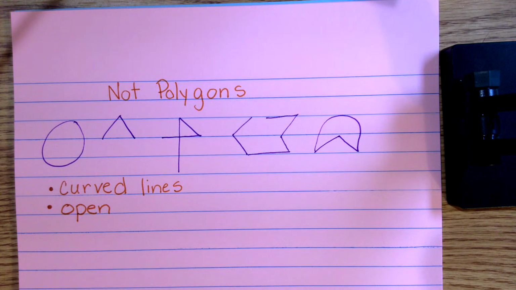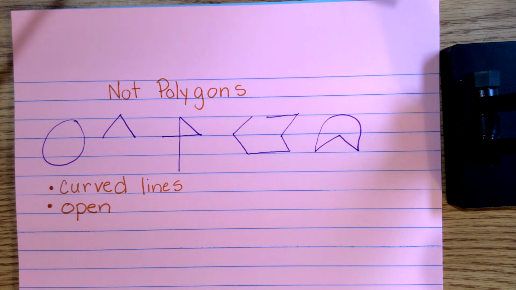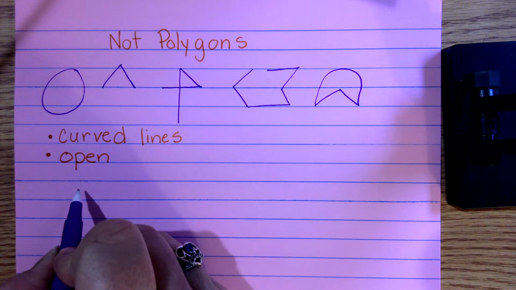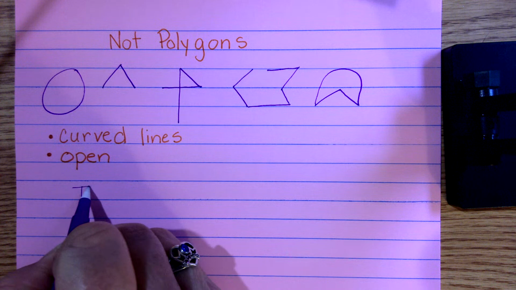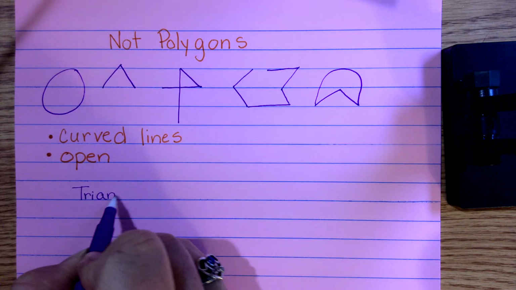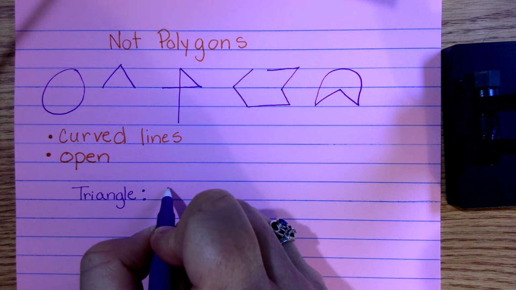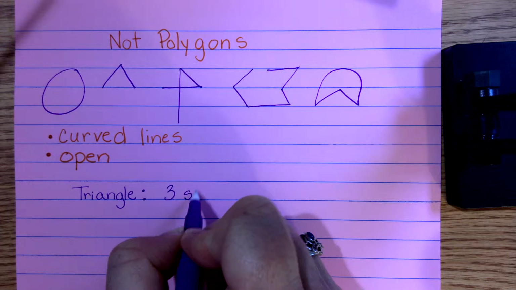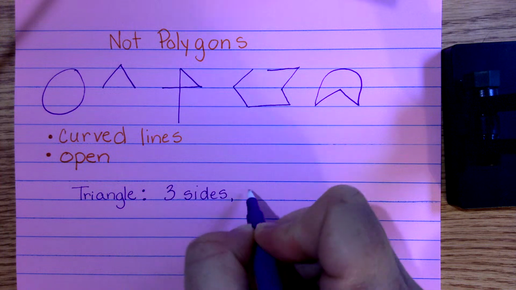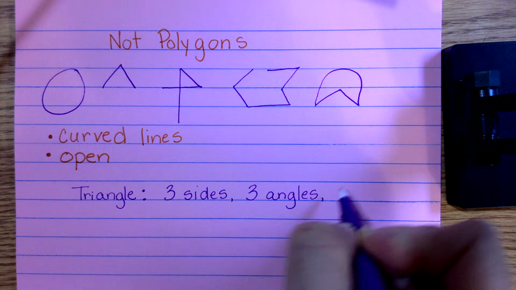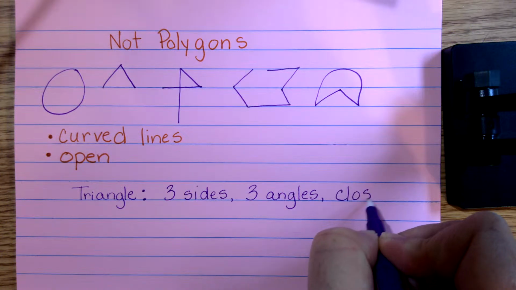We're going to deal with two specific kinds of polygons in this video. The first one is called a triangle. So hopefully you know what a triangle is. A triangle is a shape that has three sides and three angles. It is a closed figure.